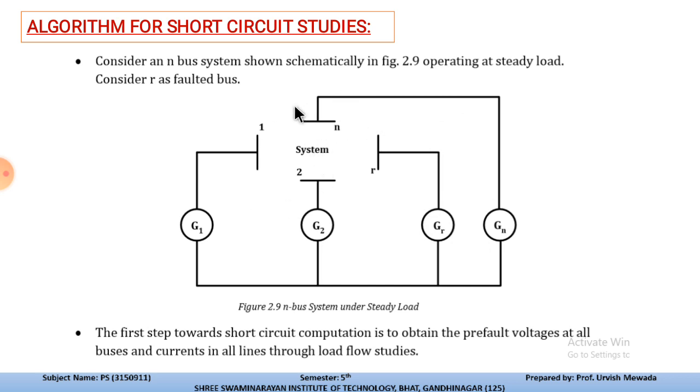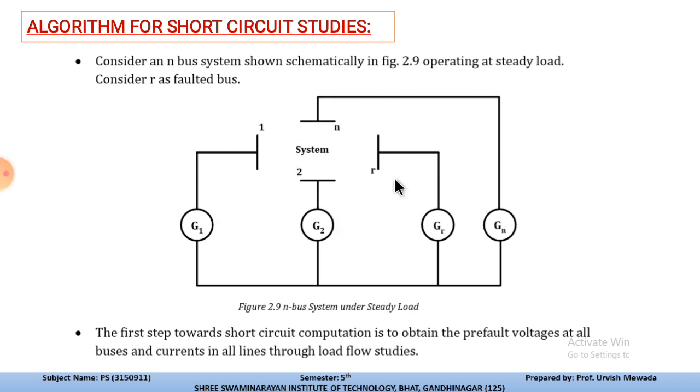Now this is the algorithm for the short circuit study, where the n bus system is under steady load, which means the load is not fluctuating and not varying. Here we are considering the n bus system, shown schematically in this diagram, operating at steady load. Here we consider r as the fault bus. So this is the place where the fault occurs. Now the first step towards the short circuit computation is to obtain the pre-fault voltage. This algorithm determines the pre-fault voltage of all the buses and the currents in all the lines through the load flow study.